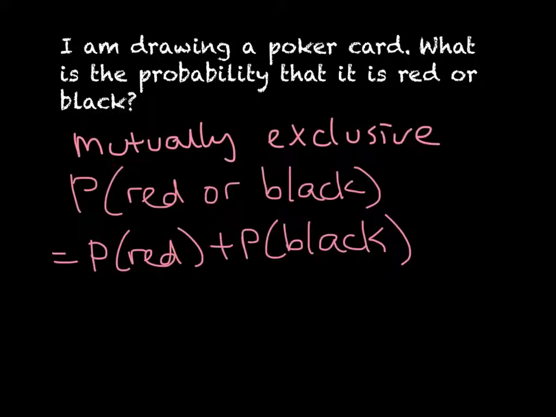Now, since half of the cards in the deck are red, the probability of that is 1/2. And again, same with the black, probability 1/2. When you add those together, you get a probability of 1. And if you think about it, this makes sense because all of the cards in a poker deck are either black or red. So you're definitely going to get a card that's black or red.